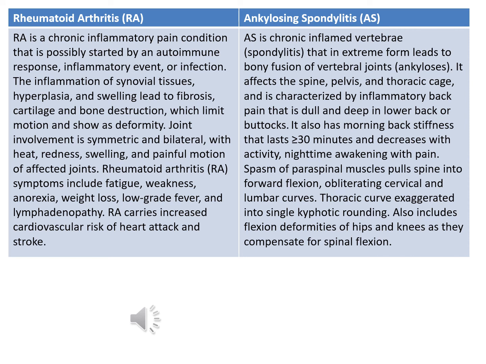So rheumatoid arthritis is a chronic inflammatory pain condition, possibly started by an autoimmune response, inflammation, or some sort of infection. The inflammation of the synovial tissues, hyperplasia, and swelling leads to fibrosis, cartilage and bone destruction, which limit motion and show as deformity. Joint involvement is generally symmetric and bilateral with heat, redness, swelling, and painful motion of affected joints. RA symptoms include fatigue, weakness, anorexia, weight loss, low-grade fever, and lymphadenopathy. RA carries increased cardiovascular risk of heart attack and stroke.